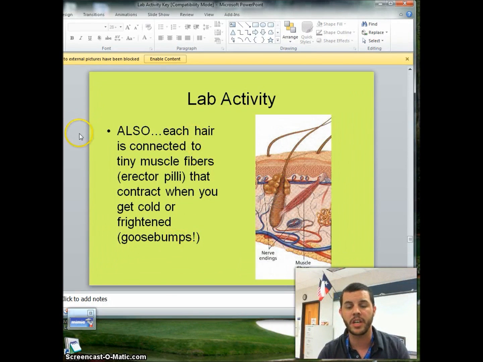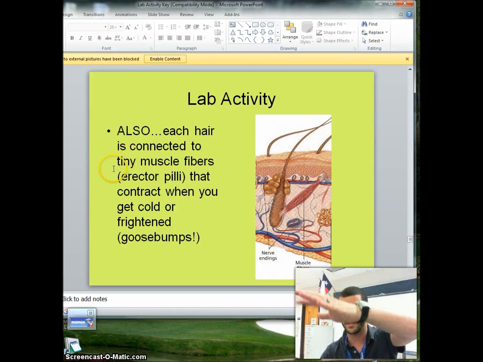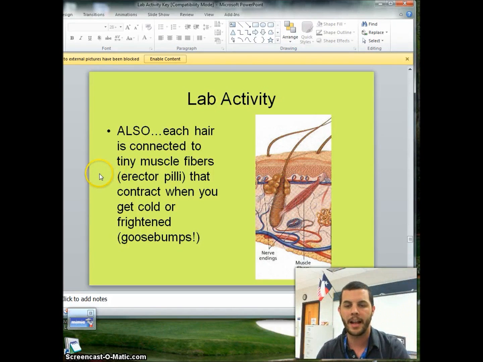Each and every hair on your entire body is attached to a tiny muscle called an erector pili. When you get cold or when you get frightened, your erector pili muscles all contract at the same time. When it contracts, the hair comes up and sticks up on its end. That's what goosebumps are. That's how you get goosebumps: your hair is attached to this erector pili, it contracts, and it causes that hair to stand on end.